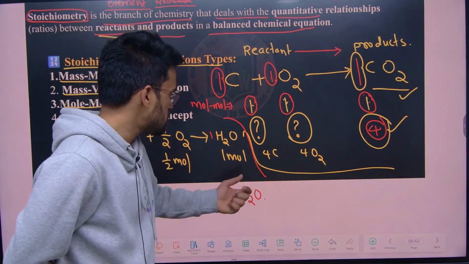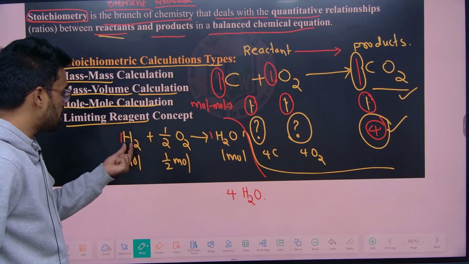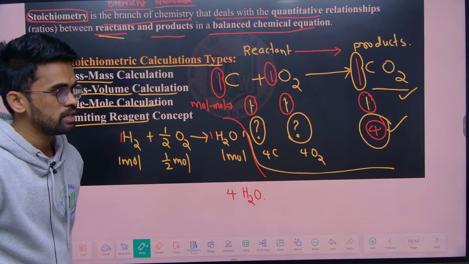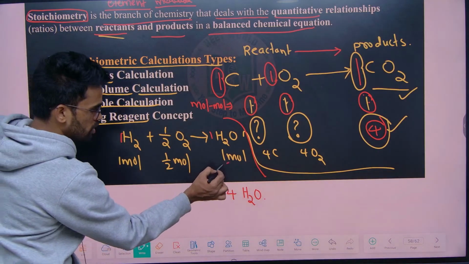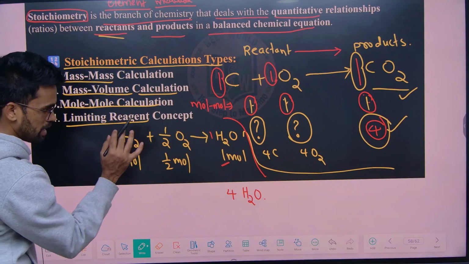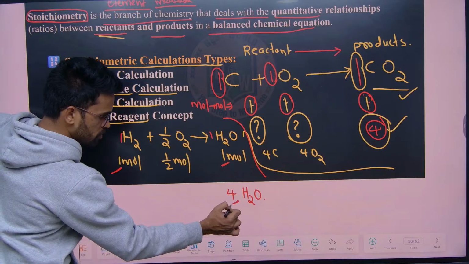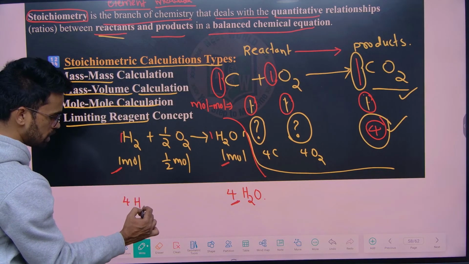Then for production of 4 moles of water molecules, how many moles of oxygen are required? How many moles of hydrogen are required? This is what the question is asking here. See, for production of 1 mole of water, we require 1 mole of hydrogen. Similarly, for production of 4 moles of water, we definitely require 4 moles of H2 also.